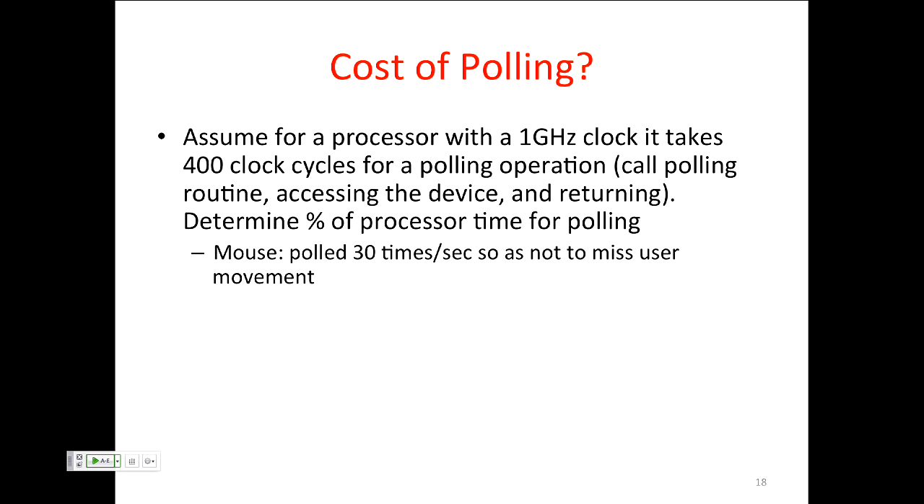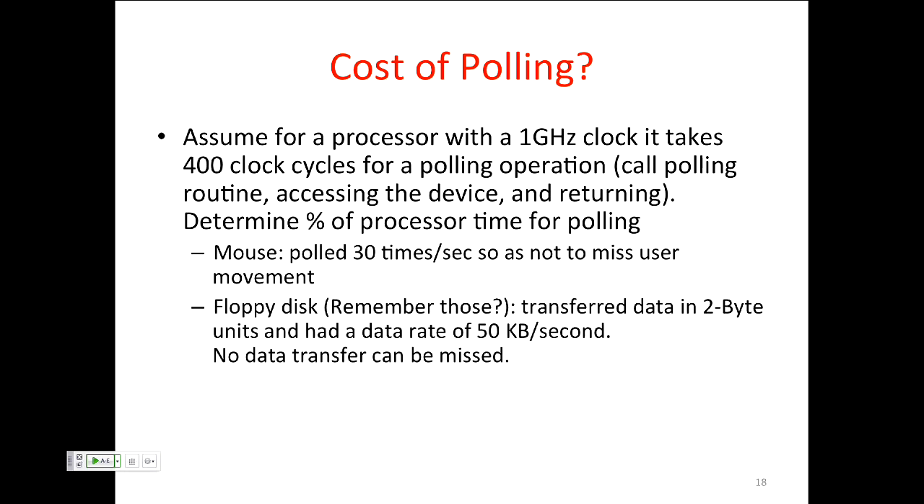So here you have, for example, a mouse. A mouse you don't want to check that often because the state doesn't change that much. So if you check it, say, 30 times a second, that's probably enough. If you have a floppy disk, that's a very old example, but that one would, for example, transfer data in 2-byte blocks and would transfer it at a very low rate, so something like 50 kilobytes per second. So that would be an example where you need to actually poll more often, because instead of the mouse, where you just check 30 times a second, here you actually need to poll for every data that you want to read. You can't miss any data that's coming from the floppy, because that would be data that you need.